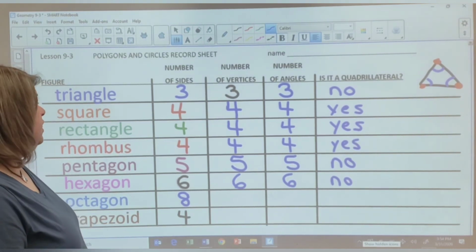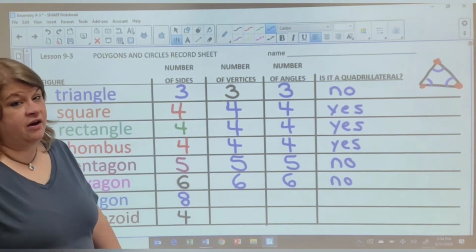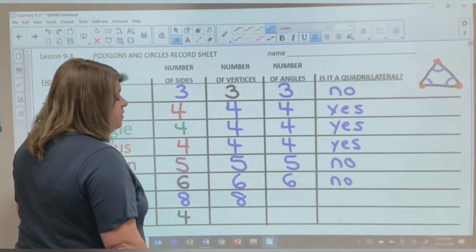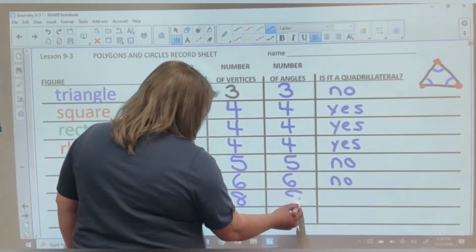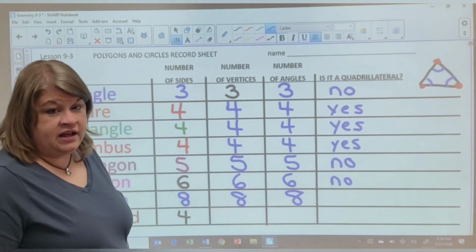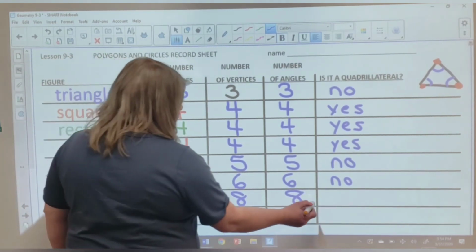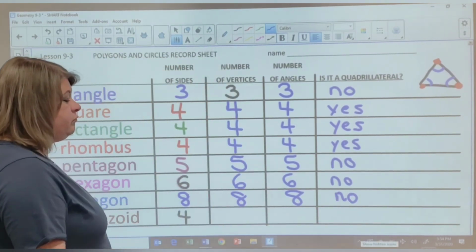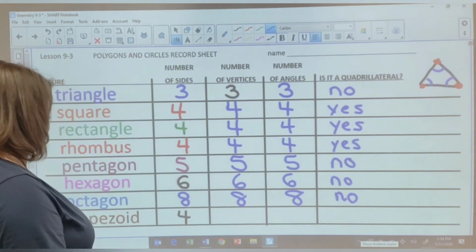Octagon. It has 8 sides. How many vertices? So how many angles? Is it a quadrilateral? Write those in. Then we have one more to go.